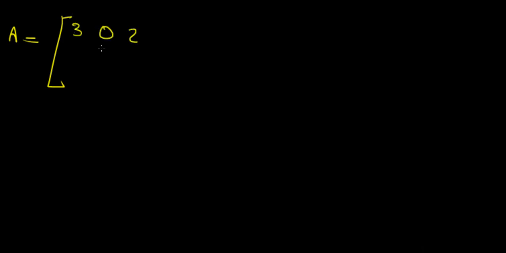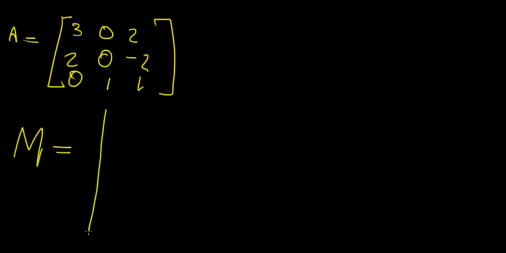Let's have an example. Let's have A equals 3, 0, 2, 2, 0, minus 2, and then 0, 1, 1. First thing we need to do is, well, we're going to find the minor of this matrix. So minor, denoted by M, is going to be a larger matrix. Actually, not larger, it's going to be a 3 by 3. It's going to be the same size. But the way we're going to define it is each element will be the determinant of one of these elements.